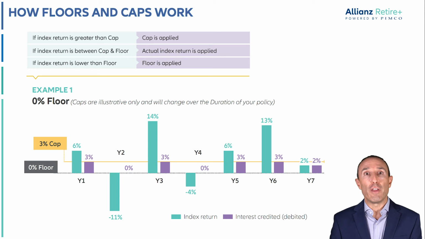In the first year of the investment interval, the index return is 3%. Because this is the same as the cap, the investor will receive the full return of 3%. In year 2, the index falls by 11%. But because we've chosen a 0% floor, our actual return is protected and is 0%.